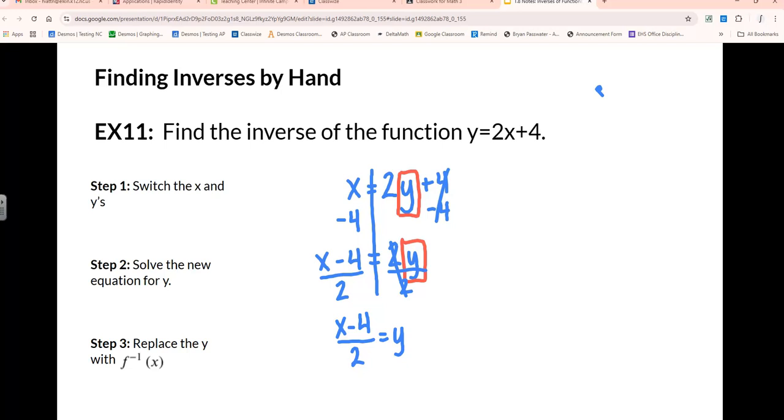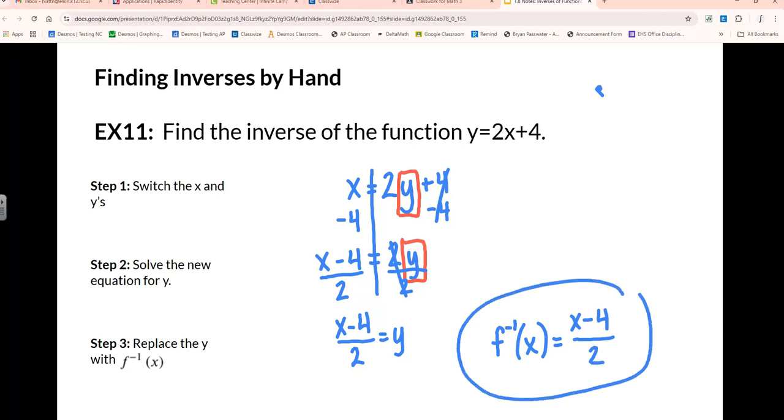And then the last thing that we do a lot of times is they'll be using function notation. So we'll replace that y with f inverse of x just because they use that function notation instead. A lot of times they will also write the x minus 4 over 2 over here on the right hand side. And so that would be your final answer.